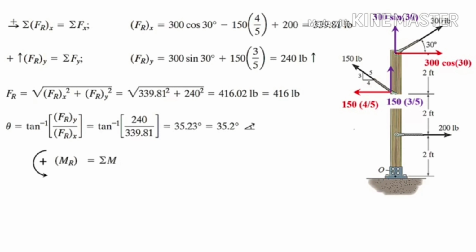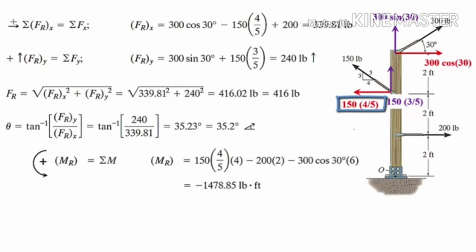Now if I take the summation of the moments, I can see that I don't have any concentrated moments in the system in general. Again, assuming that counterclockwise is positive, I will only have the moments produced by the components. About point O, you will realize that two of the components, as shown in the figure, will pass through the point of interest, so they will not produce any moments.